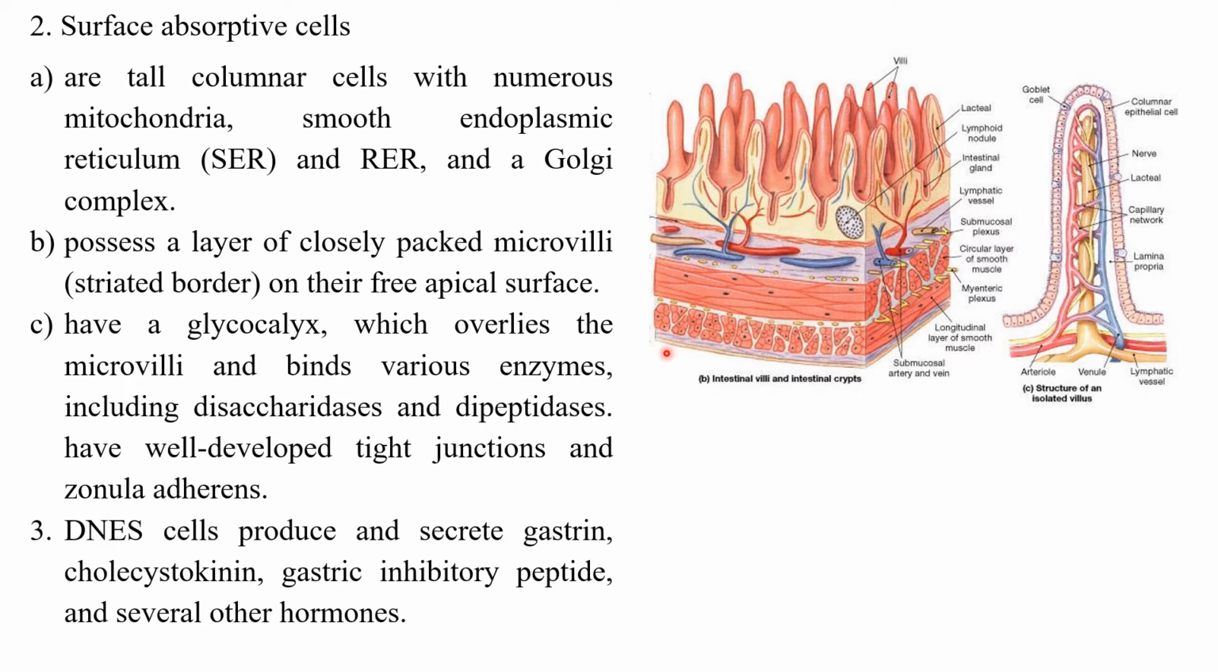The third important kind of cell present in the mucosa of the small intestine is the DNES cell. These DNES cells produce and secrete certain hormones like gastrin, cholecystokinin, gastric inhibitory peptide, and several other hormones.